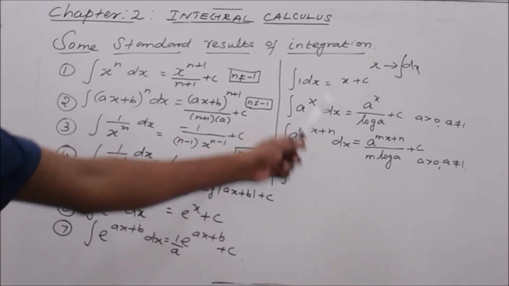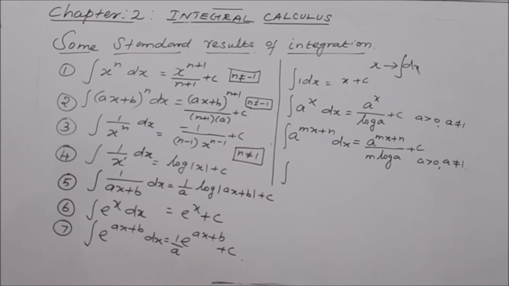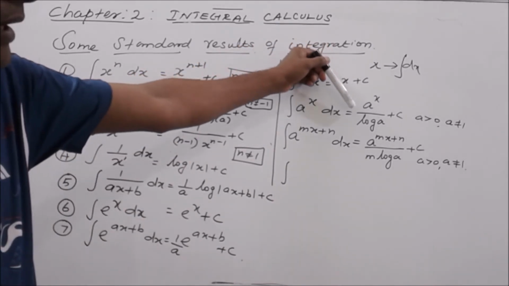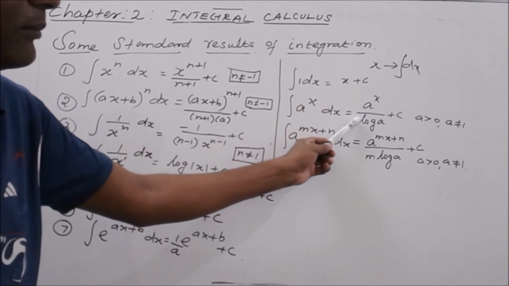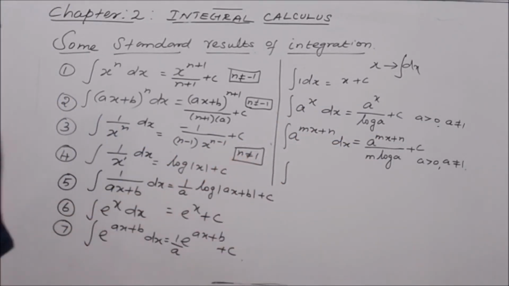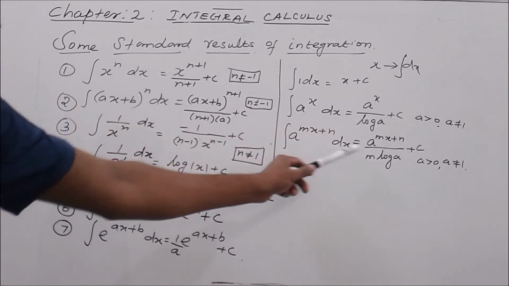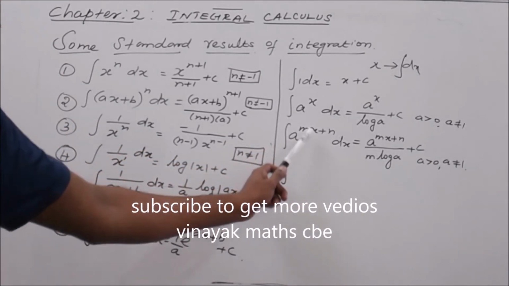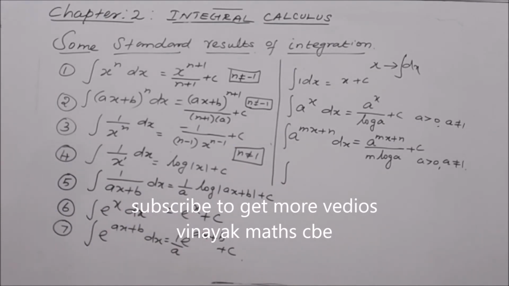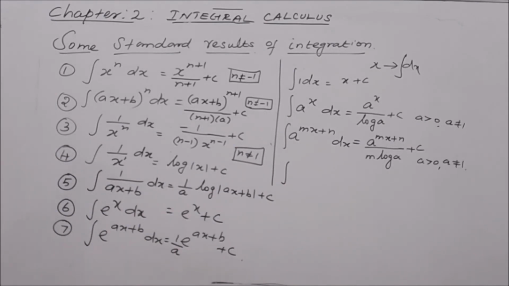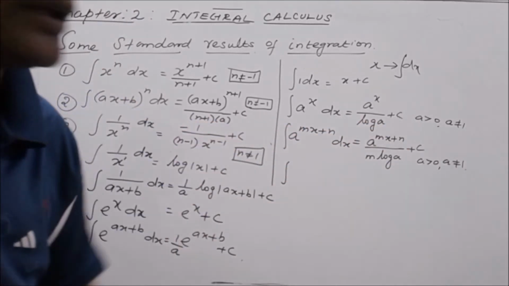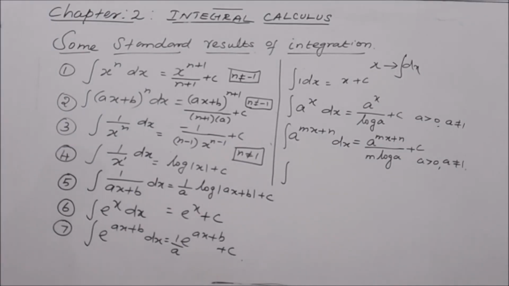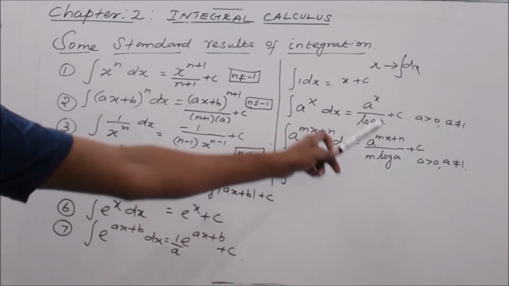And then integral a power x dx is equal to a power x divided by log a plus c. And then integral a power mx plus n into dx is equal to a power mx plus n divided by m into log a plus c. The coefficient of x is multiplied with the constant log a if it is a power mx plus n. For these two cases, a is greater than 0 and a is not equal to 1.